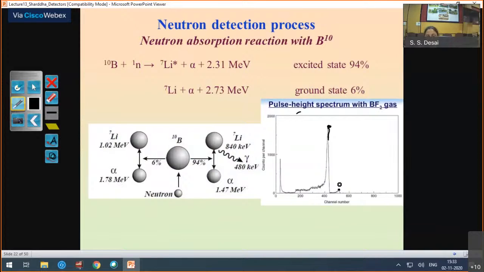So in that case, where is the energy difference between 2.78 and 2.31 going? There is a small 0.48 MeV gamma emitted on de-excitation of this lithium particle. So this is how boron 10, from BF3 gas, will show us the pulse height spectrum of the detector.